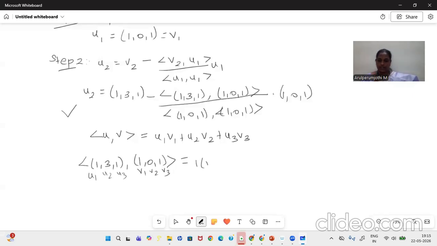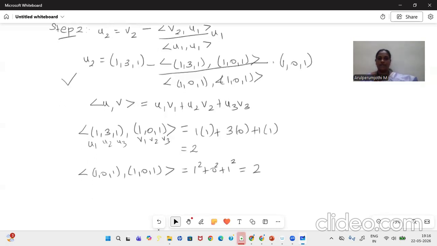So it is 1 into 1 plus 3 into 0 plus 1 into 1. 1 into 1 is 1, 3 times 0 is 0, and 1 times 1 is 1. So 1 plus 1 is 2. The numerator of that portion is 2. Similarly, the second one is the inner product of (1, 0, 1) and (1, 0, 1). This is the same vector, so you can square the terms: 1 squared plus 0 squared plus 1 squared, which is 2.